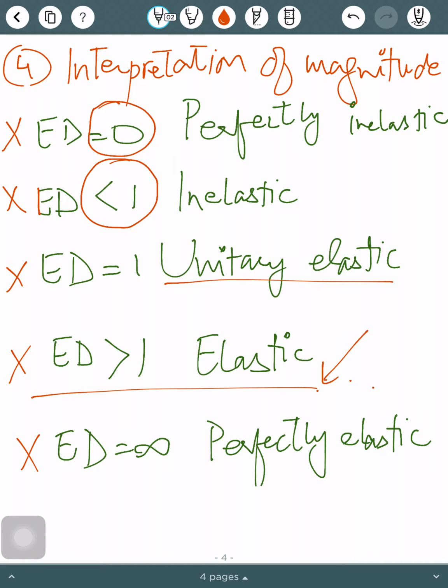So that sums up the four types and the three types of elasticities: the price elasticity of demand, the income elasticity of demand, and the cross elasticity of demand that we have to study.